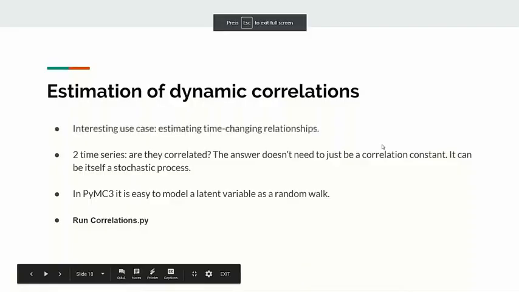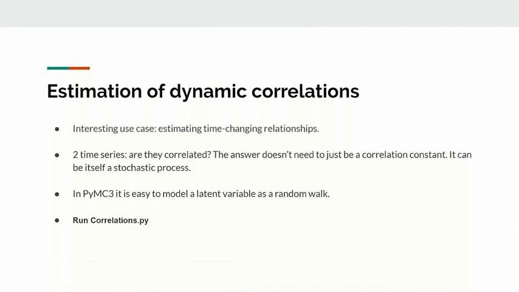Okay, so an interesting problem that can be solved with probabilistic programming is estimating time-changing relationships. Let's say that we have 2 time series, and we want to ask ourselves, are they correlated, and by how much? A typical approach to this would be to just find a correlation coefficient, which is a single scalar value. But there's no need to limit ourselves to that.